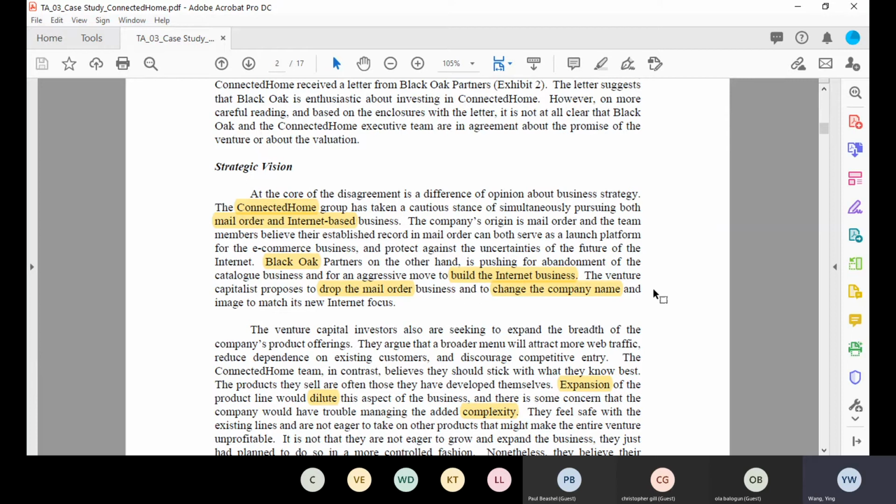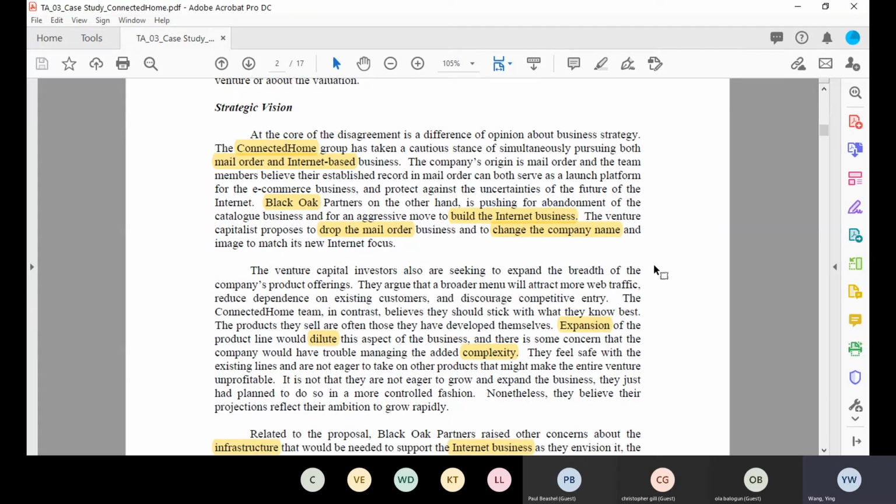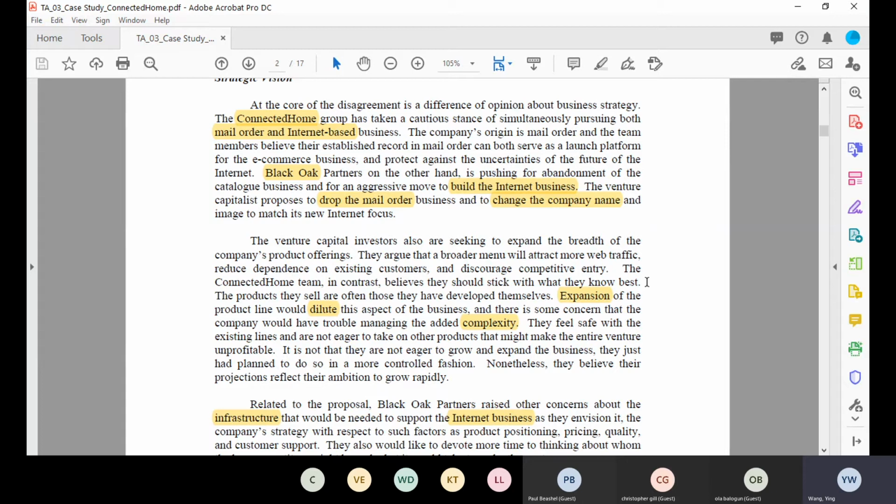Therefore, they are not convinced by the venture capitalists to move to the internet for all the business and stop the mail order business. So that's the vision you could consider. Okay, if that's what the venture capitalists propose, is this the best for the business? But who is right?